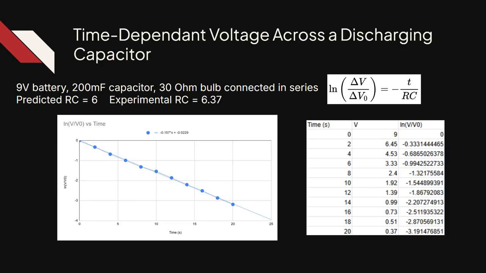So yeah, it's time-dependent voltage across the discharging capacitor, and we use this equation that was provided to us in the lab document. And here we were able to predict the RC circuit. So we got 6 as opposed to our predicted, which was 6, but we really got 6.37, which was still fairly close.